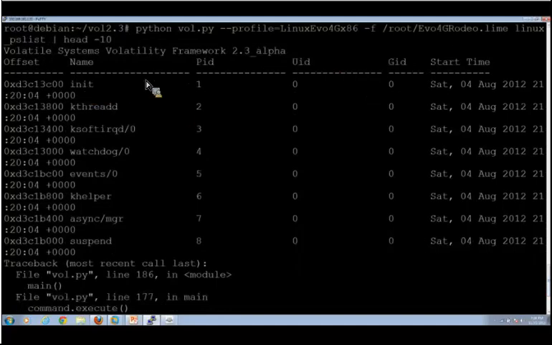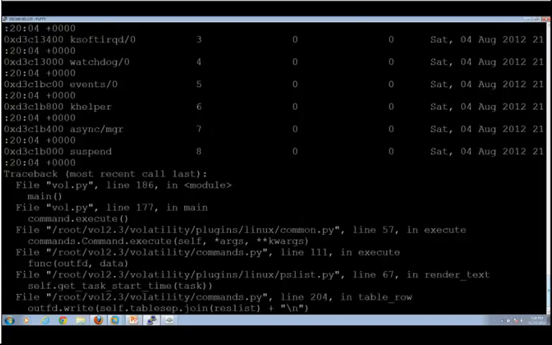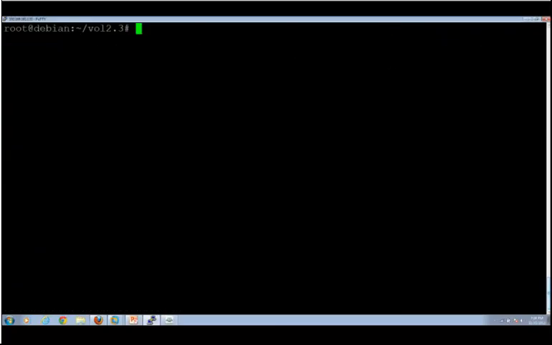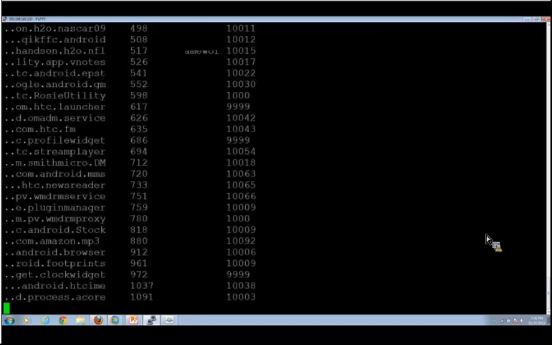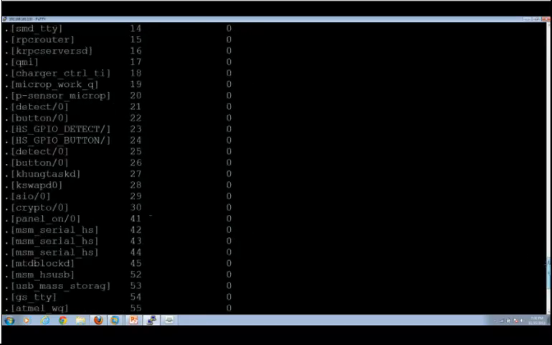You have init with the process ID of 1. It's telling the user and the group ID and the start time of the process. So you can see this was a week or 2 before DFRWS when the challenge started, which is the sample I'm looking at. The other thing we have is the pstree plugin, and this is going to show those parent-child relationships that I was talking about. So we'll let that run, and then we'll scroll up.